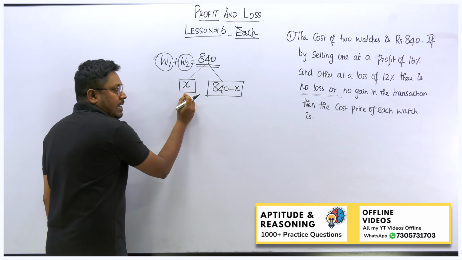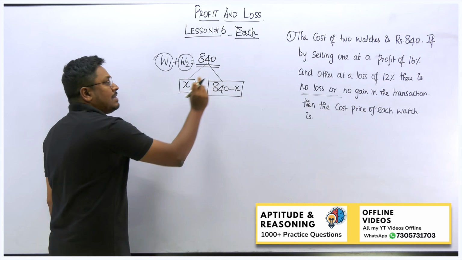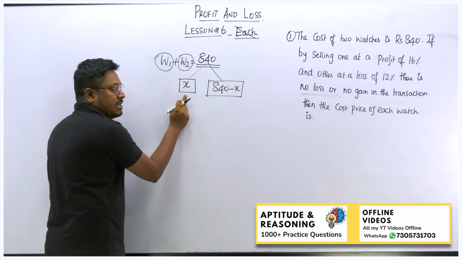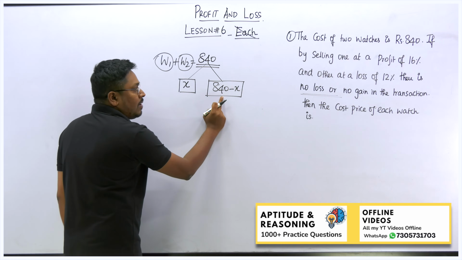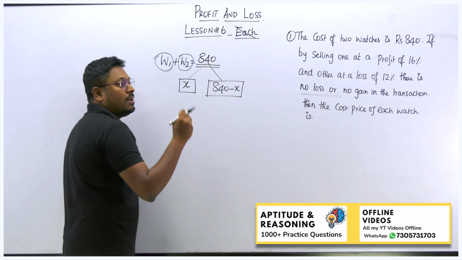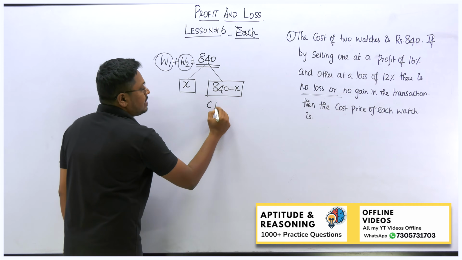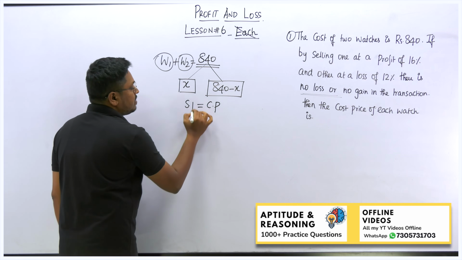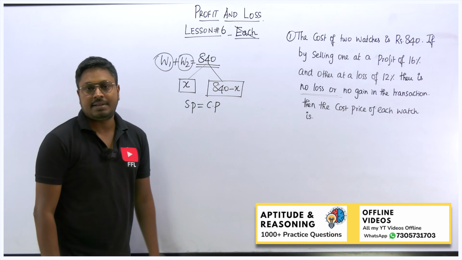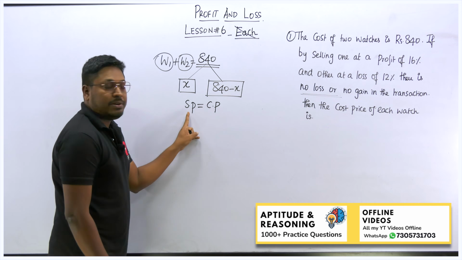The clue they are saying is, he is selling the first watch at a profit of 16% and the second watch at a loss of 12%. There is no loss, no profit in the transaction, which means the cost price is equal to the selling price. So friends, understood or not? Because he is not getting any profit or any loss in the transaction. So cost price is equal to selling price.